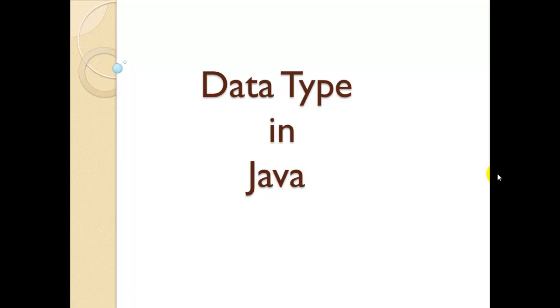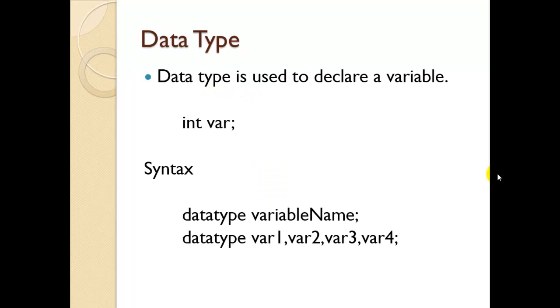Hello friends, in this video tutorial I am going to tell you about the data types in Java. Basically, data types are used to declare variables and arrays, but at this time we are only talking about variables. Here you can see an example of declaring a variable using data types. So int is a data type and var is a variable name.